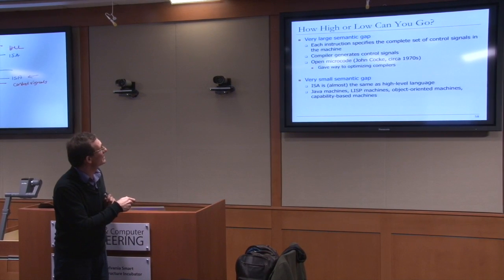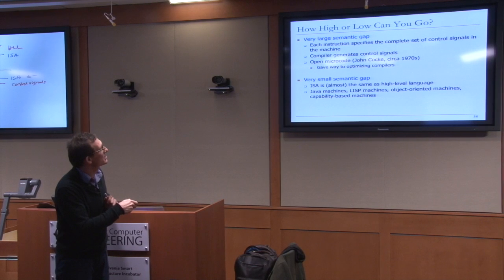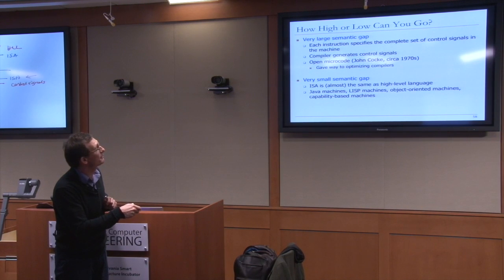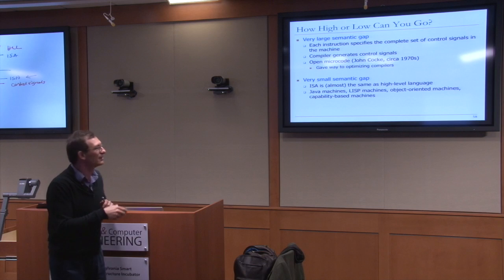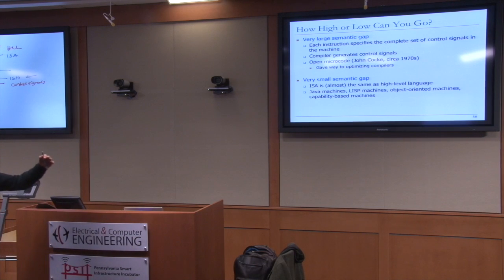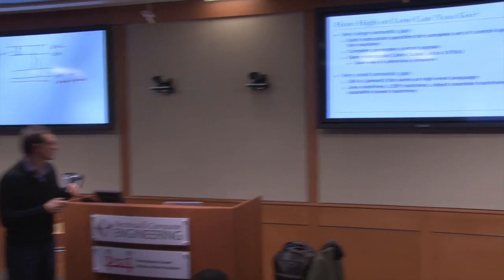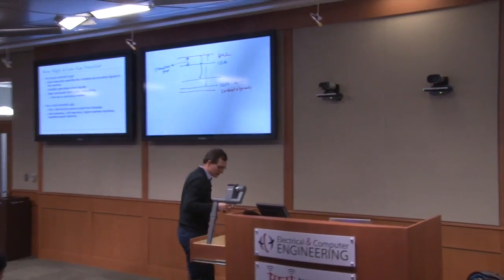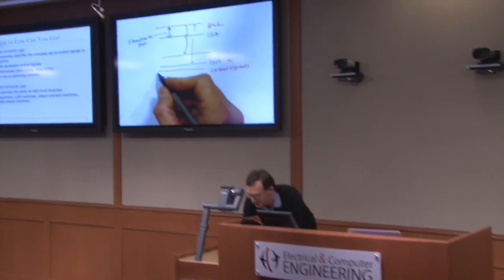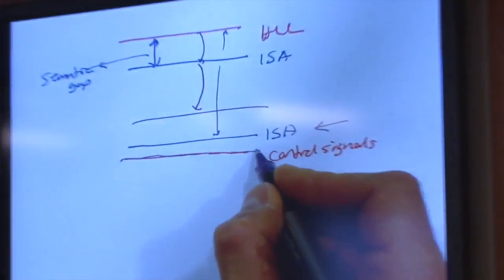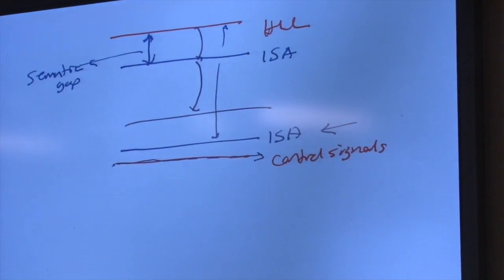So, very large semantic gap. Each instruction specifies a complete set of control signals in the machine. That's, in a sense, the lowest you can go in terms of where you place the ISA. Your ISA could be the control signals, right? This gives a lot of opportunity for the compiler to optimize the program, assuming it has that information. But then it becomes really complex.